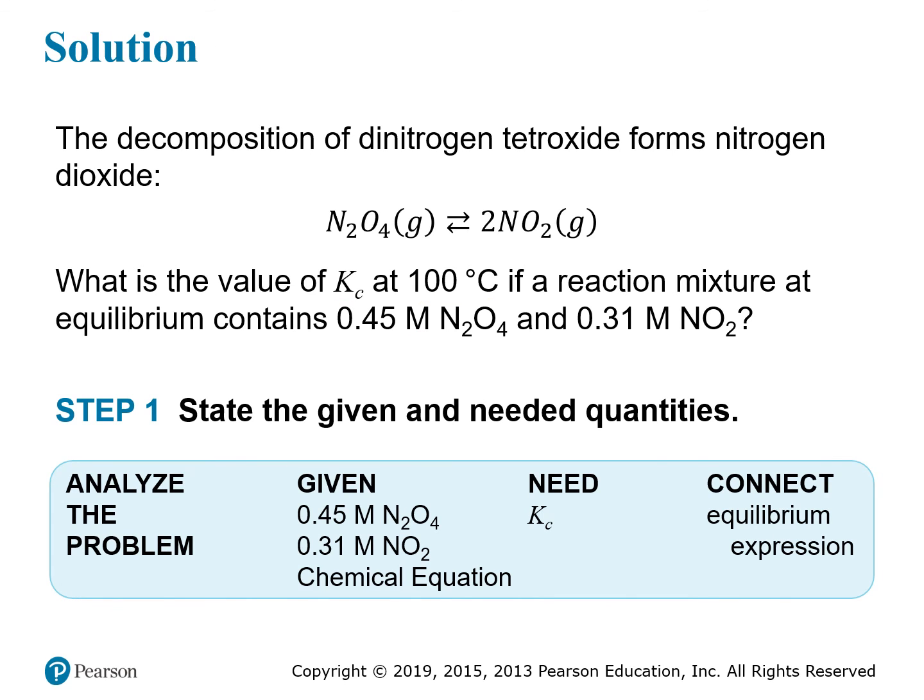So if we're looking for the K, we want to find the value of K, which means we're going to need the equilibrium expression from the equation, but we're also going to need the concentrations for the different species at equilibrium. So lucky we're given all this. We're given the concentrations for both components of the equilibrium. We're given the balanced chemical equation. And we're going to have to find the equilibrium expression in order to connect all of these things together.